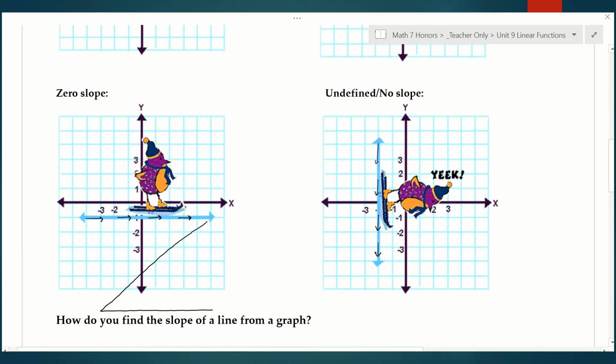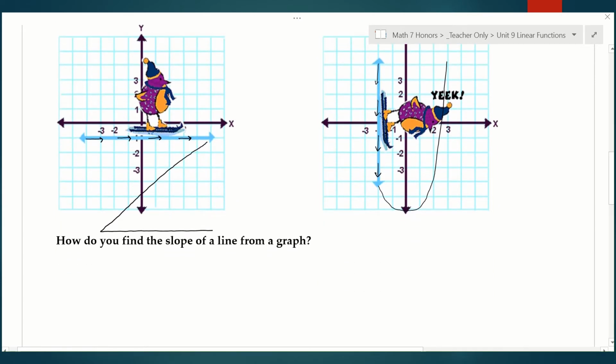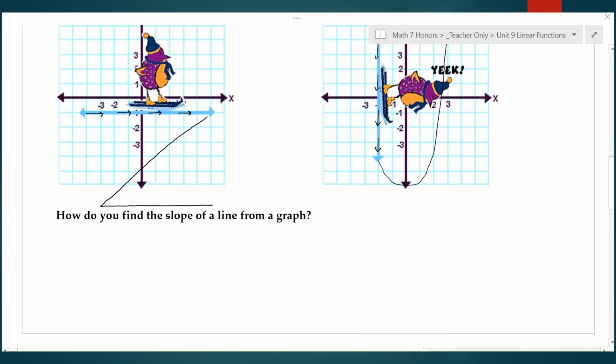And again, the way I always remembered this is I would turn that into a U for undefined. Okay, so those are the 4 ways to classify your slope. So if you're asked to classify, those are the ways that you would do that. You would say one of those 4 situations. And so now we're going to talk about how do you find the slope as a numerical value, okay?